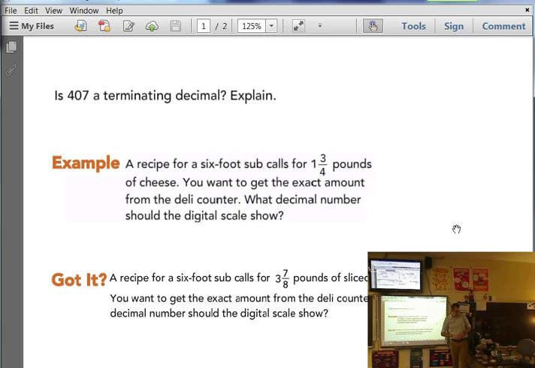So here's an interesting question. And some of you are going to be like, duh. And some of you will grapple with this for a moment. Does 407 repeat or terminate? Well, it doesn't have a decimal. At least not that I see. So Jack, what do you think? 407. You think it's repeating or terminating?